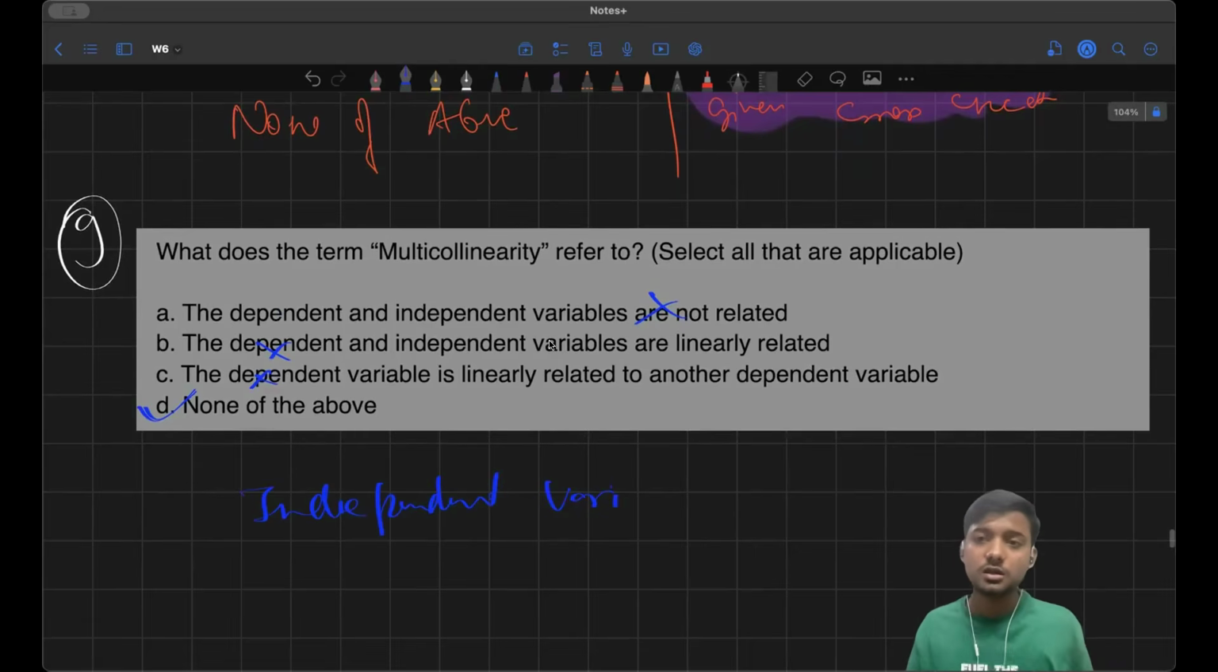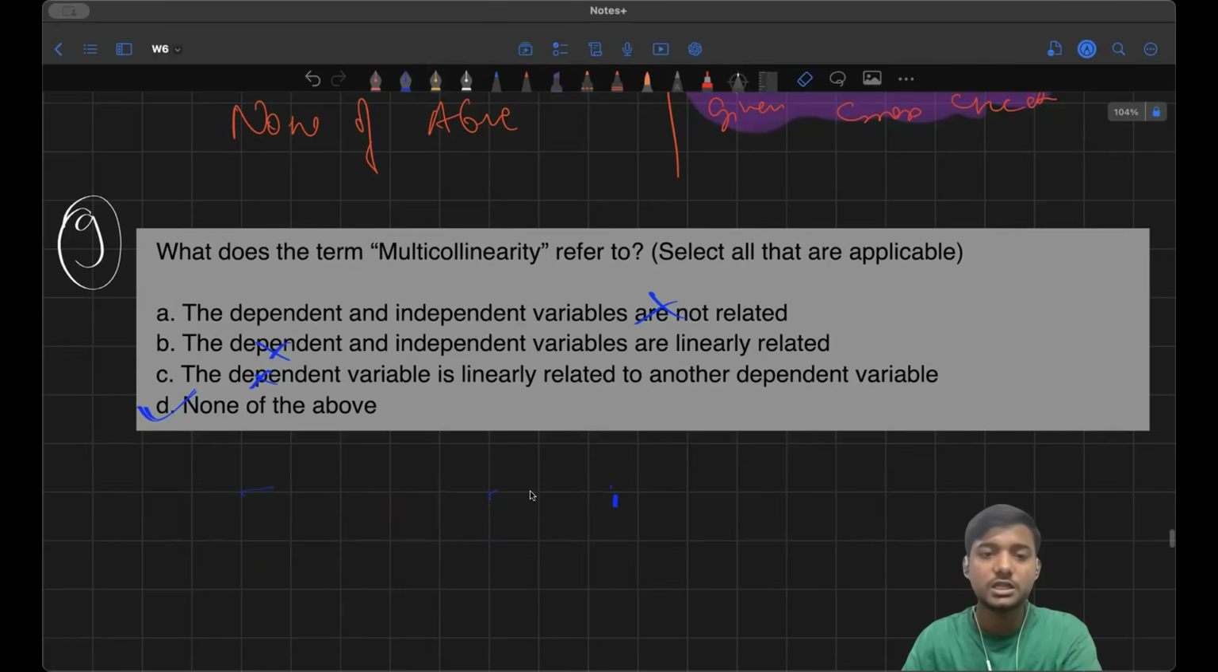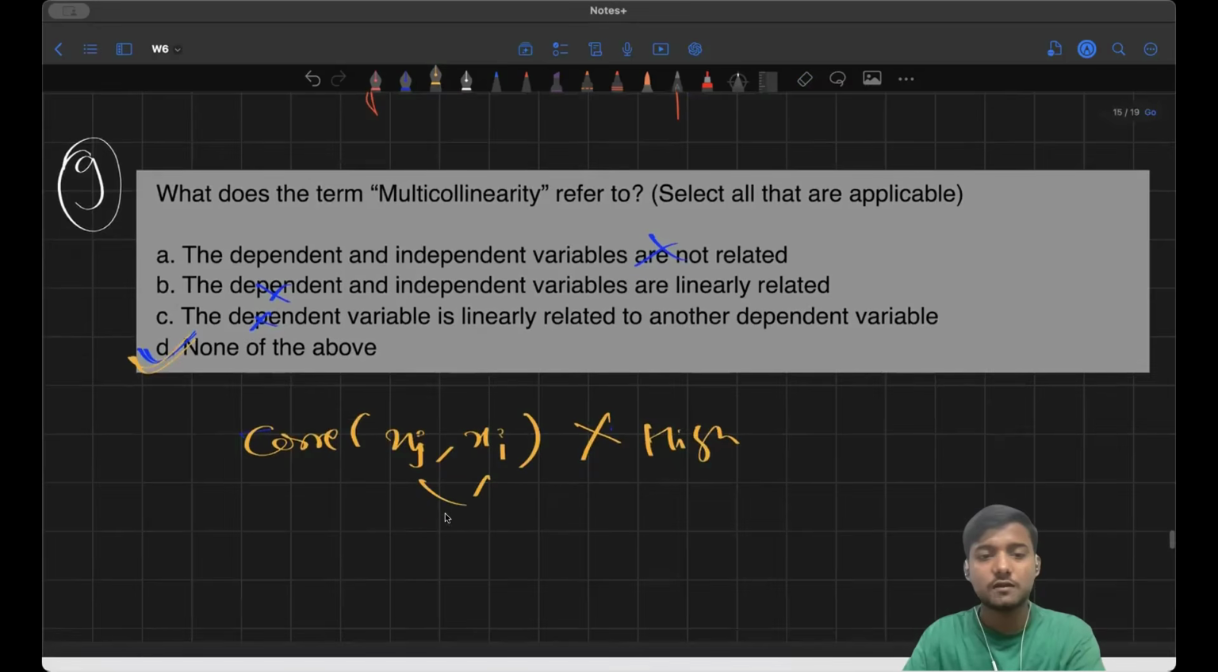So we don't want this to be between dependent variables. Multi-collinearity is for the independent variables. That means we don't want any high correlation between xi and xj. This should not be high. That is what we don't want. So that is why none of the above is correct. And these are our independent variables. Okay.